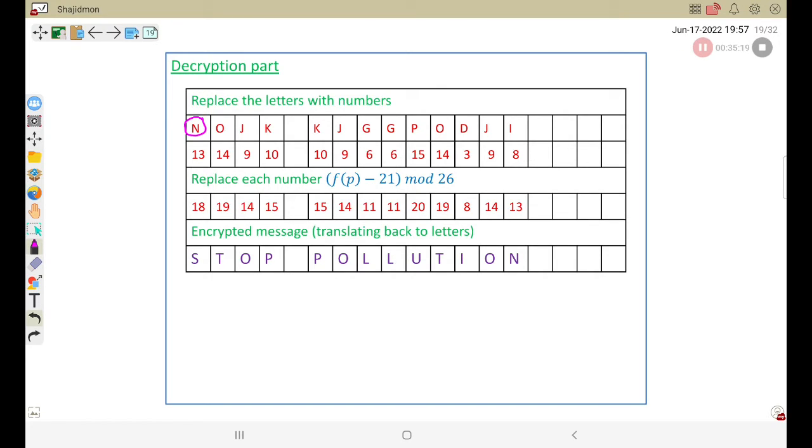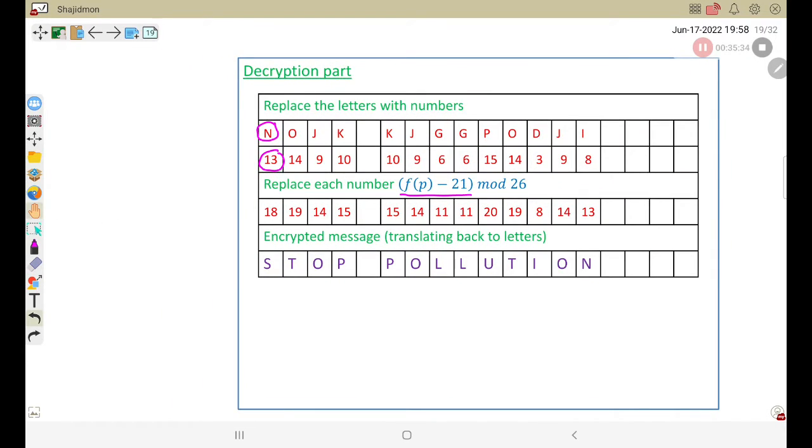Okay, so N is the first letter. First letter is N, that is 13. Correct? N letter is 13. Now, what is the inverse part or decryption part? F of P minus 21. Correct? I can write here F of P minus, our key number is 21. What is F of P value? 13. Cipher text value minus 21.